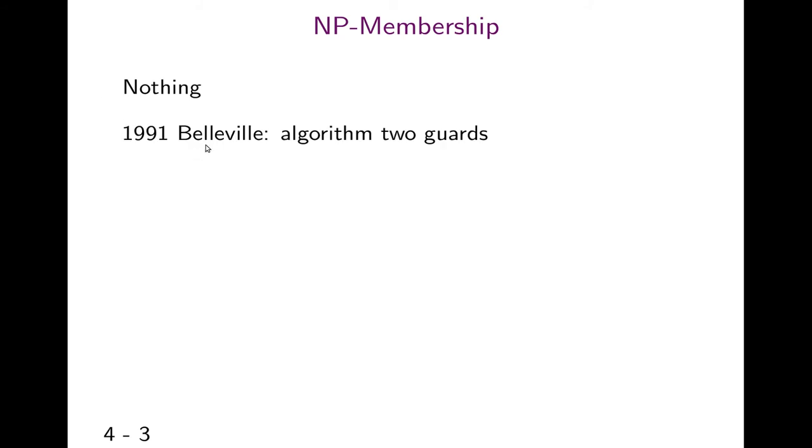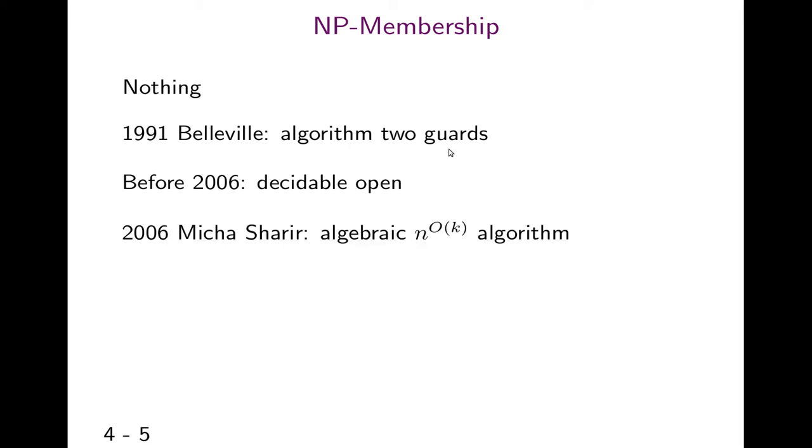They couldn't show it, they didn't say anything about it. In 1991, we knew for 2 guards it's in P, because Belleville showed an algorithm for 2 guards. So before 2006, we didn't even know if the problem is decidable. And then in 2006, Micha Sharir said, oh, you know what, use algebraic machinery, it's obvious. There's an n^O(k) algorithm. And so for any fixed k, this problem lies in P, subsuming the result of Belleville.